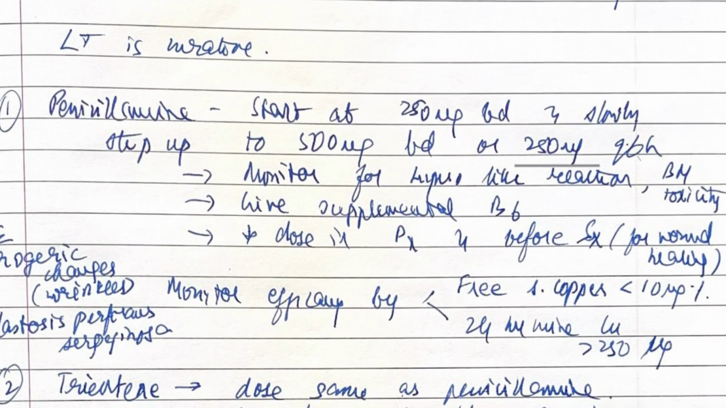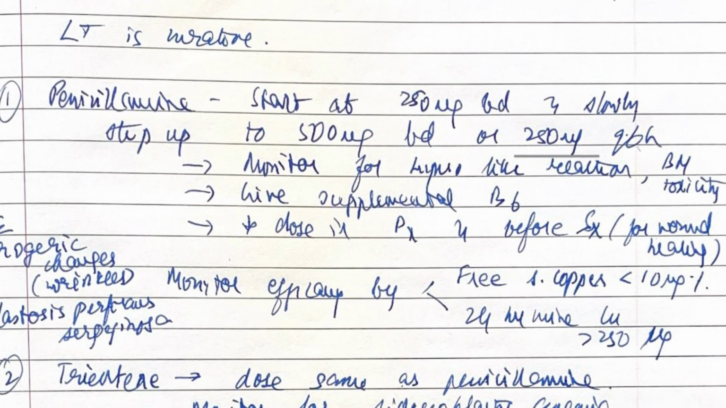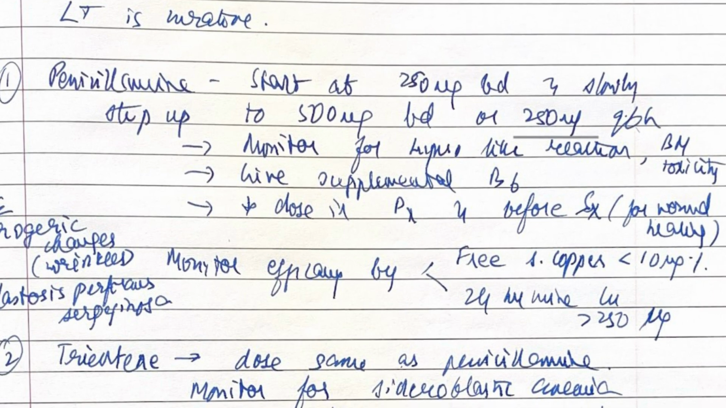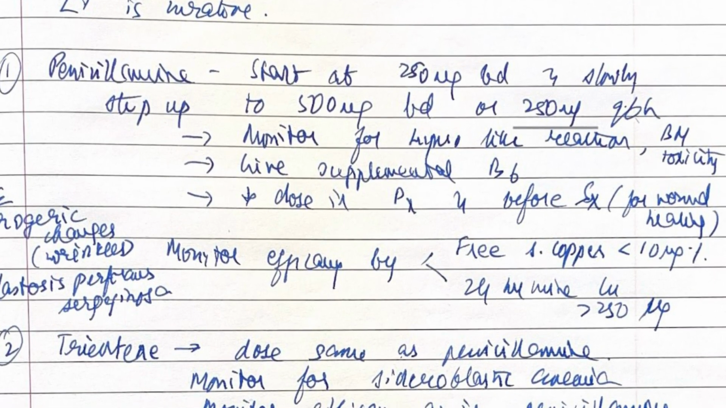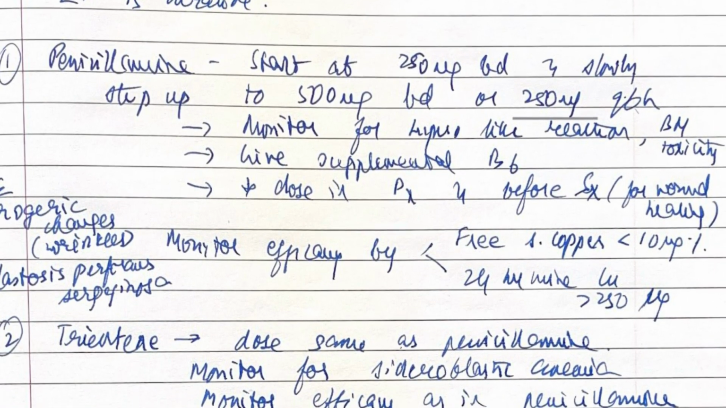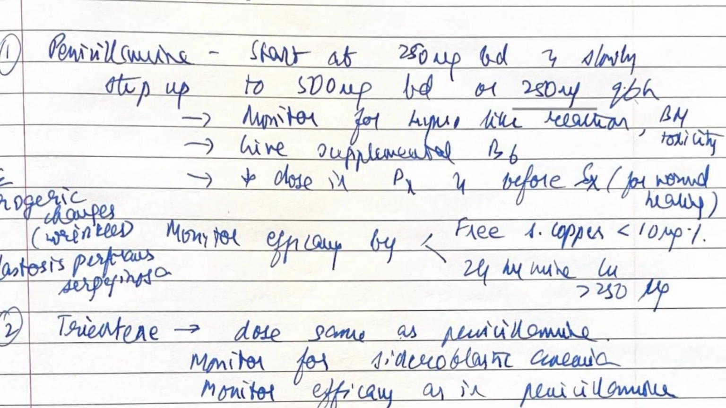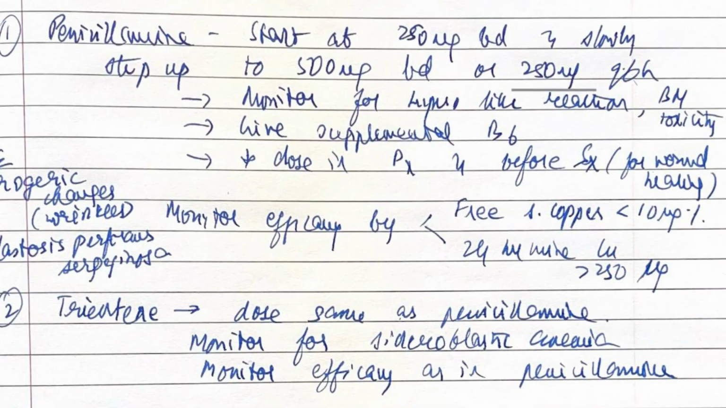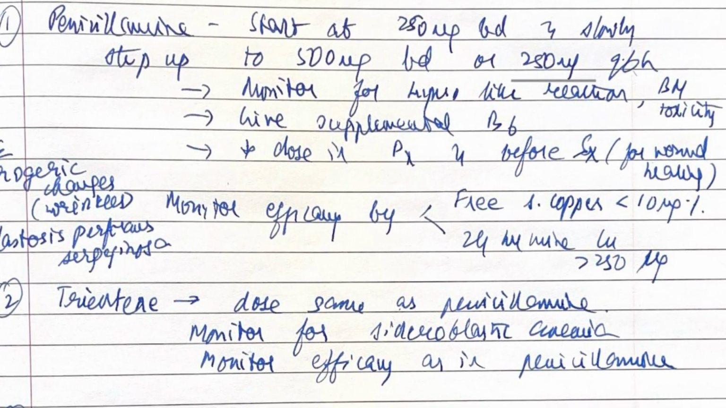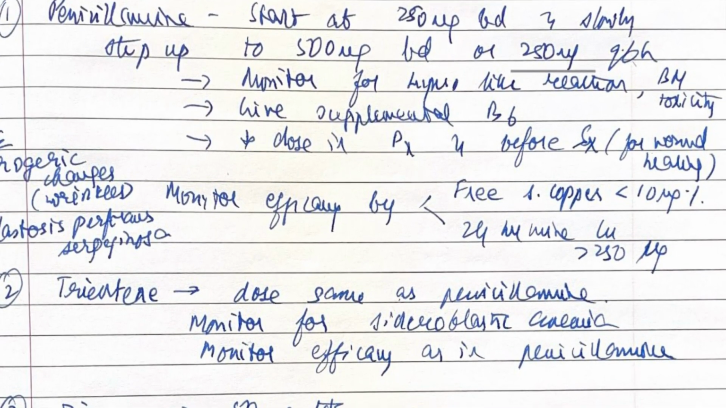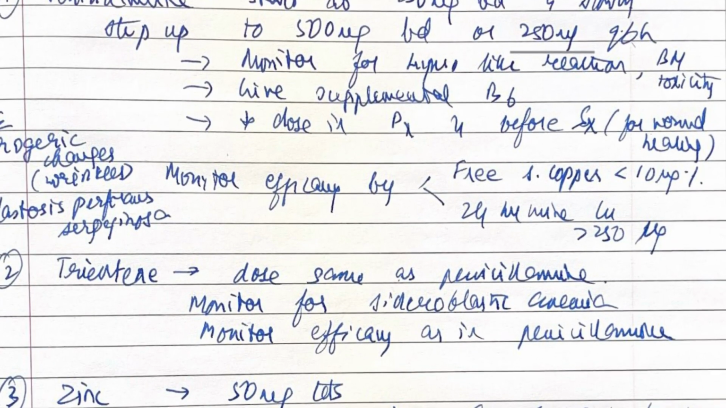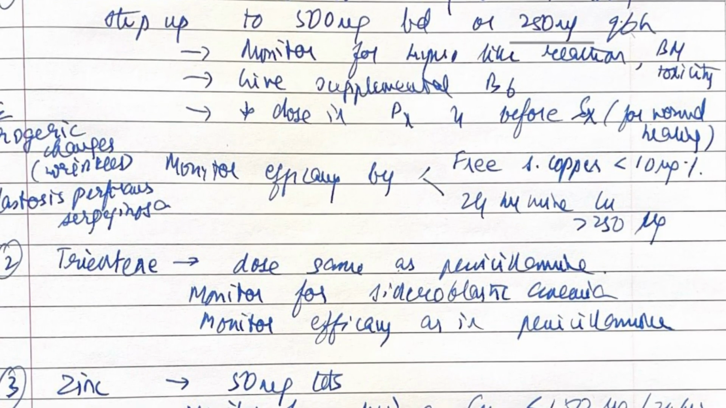You monitor the efficacy by the serum-free copper. It should be less than 10 micrograms percent. And the 24-hour urine copper should be high because the penicillamine binds it and excretes it. So it's more than 250 micrograms in 24 hours. The side effect of penicillamine is that a typical progeric change can happen. The patient can get wrinkled and look quite old. There are skin changes like elastosis perforans serpiginosa which can happen.